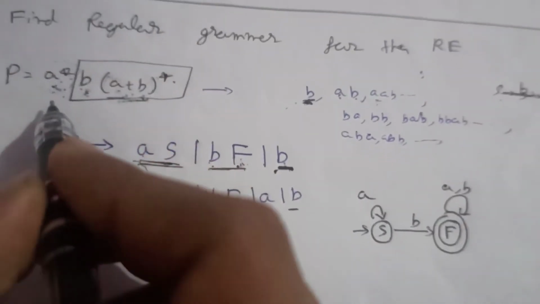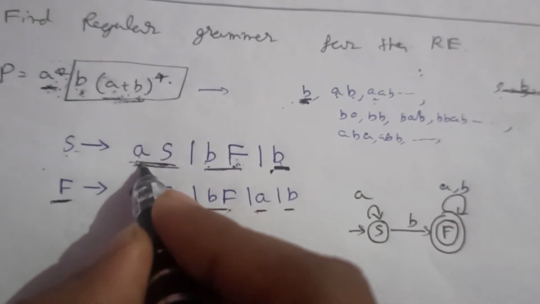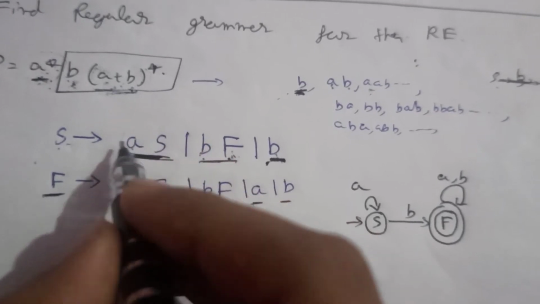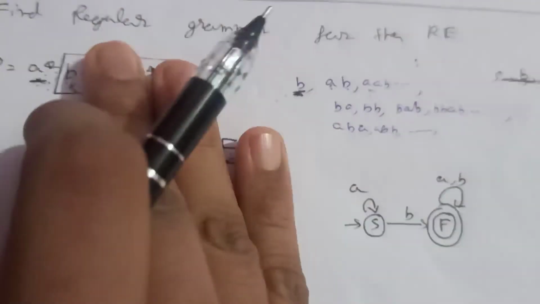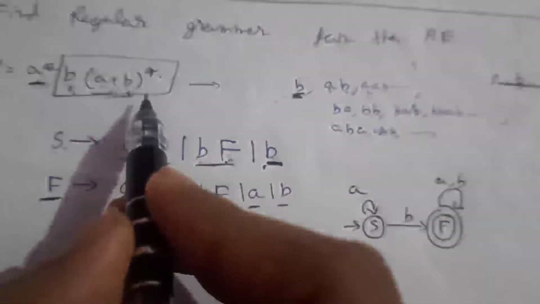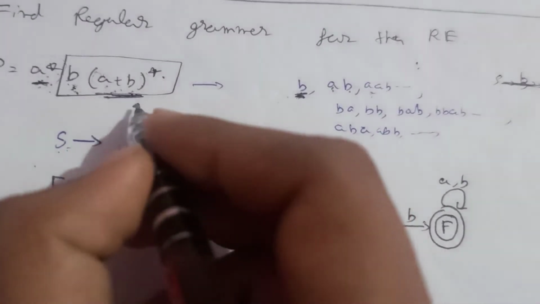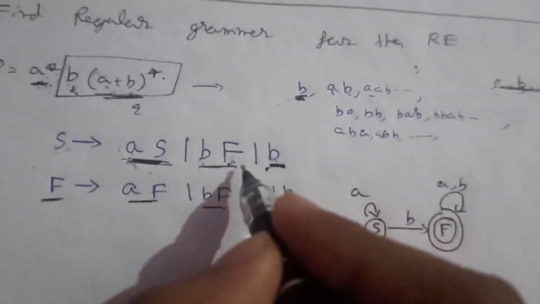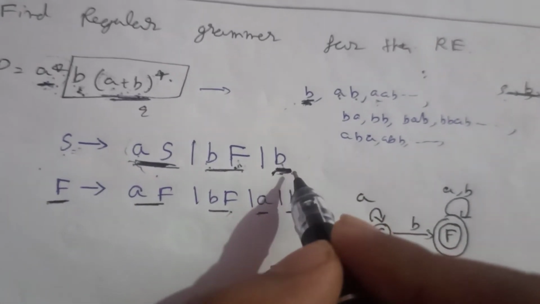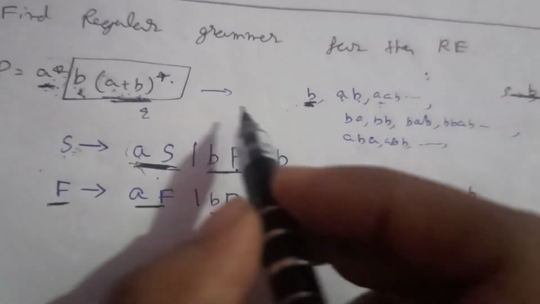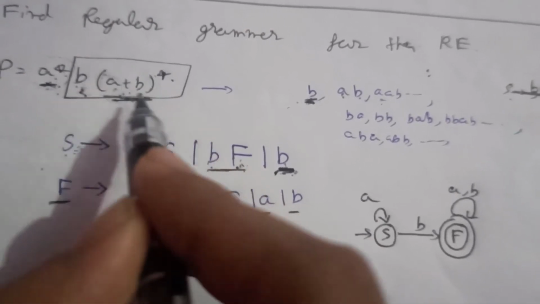So this is the grammar we have created from this particular regular expression. The regular expression was A star B, A plus B whole star. This A star part is dealt with in the production rule from S to AS, and this B part, if there is no A plus B whole star value, when this value is null, is done with the production rule from S to B.